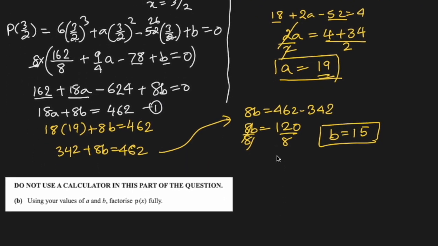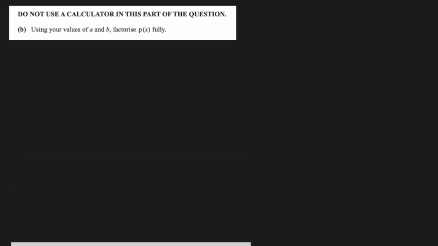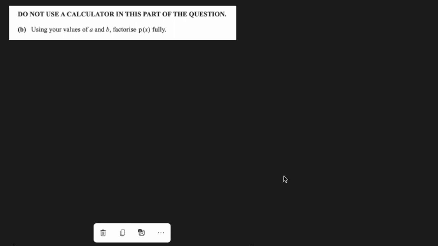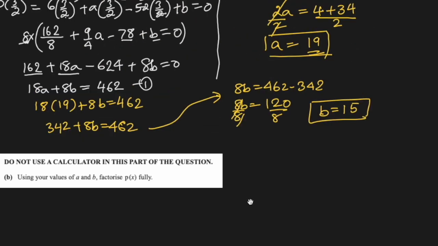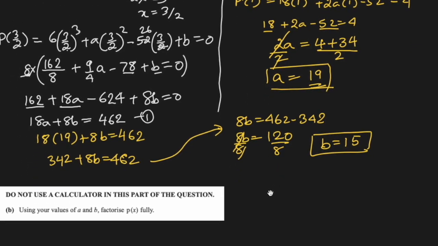Next part. Do not use calculator in this part of the question. Again, we have to show that everything has been done manually. Using your values of a and b, factorize p(x) fully. So what was the polynomial? It was 6x cubed plus ax squared minus 52x plus b. Let me write it here. 6x cubed plus a is 19, x squared minus 52x plus b is 15.